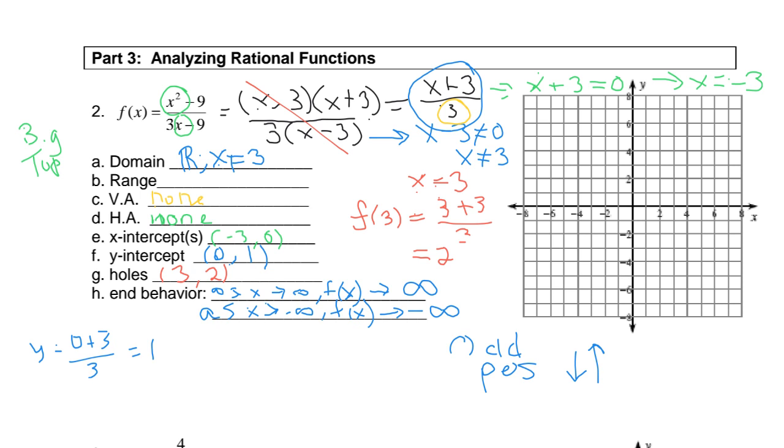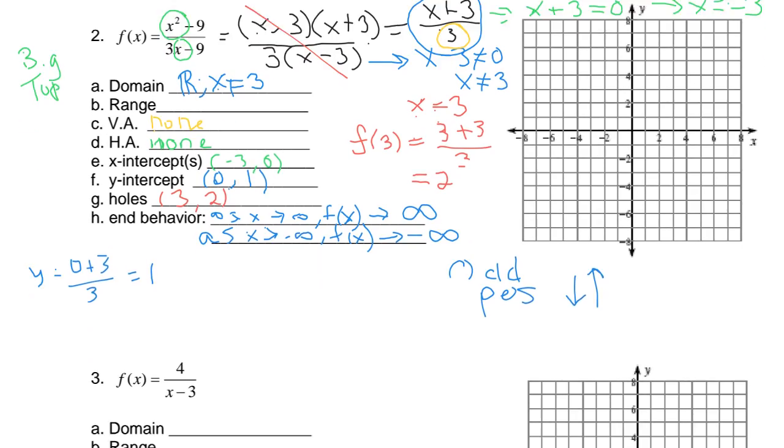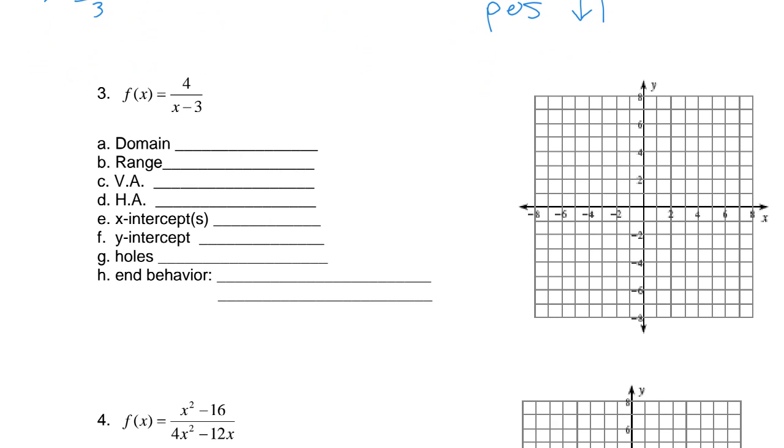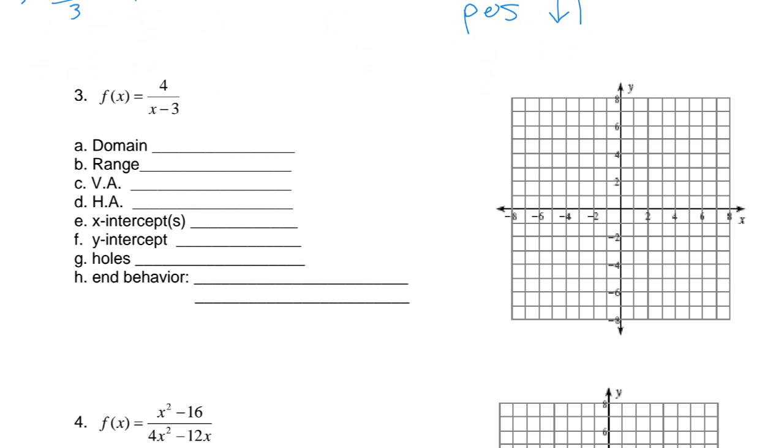In general, this question right here is one that is somewhat unique in terms of this unit. So I want to do all of number 3 with you because number 3 is much more standard, much more typical, what you should expect to see from this unit. So let's go through number 3, and we're going to graph this one together as well. So we have f of x equals 4 over x minus 3.